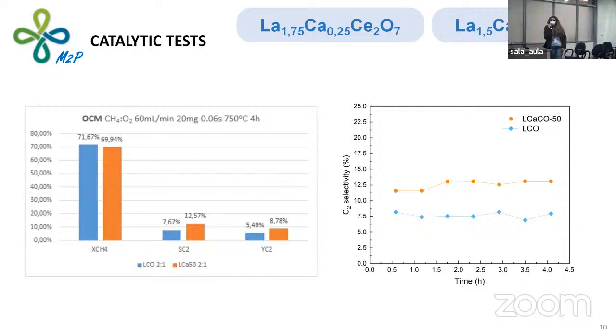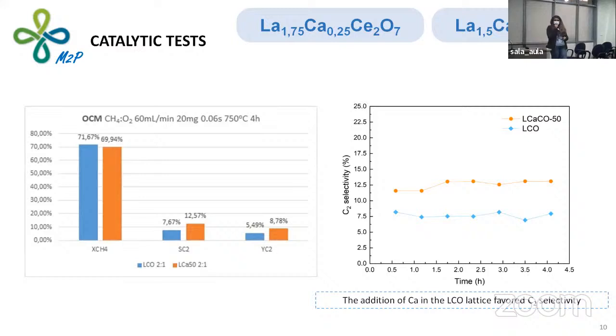We tested the sample with the higher amounts of calcium in LCO lattice. And we found that the addition of calcium favored the C2 selectivity when compared to LCO. The value of conversion of methane was almost the same, practically the same, and the selectivity almost doubled.